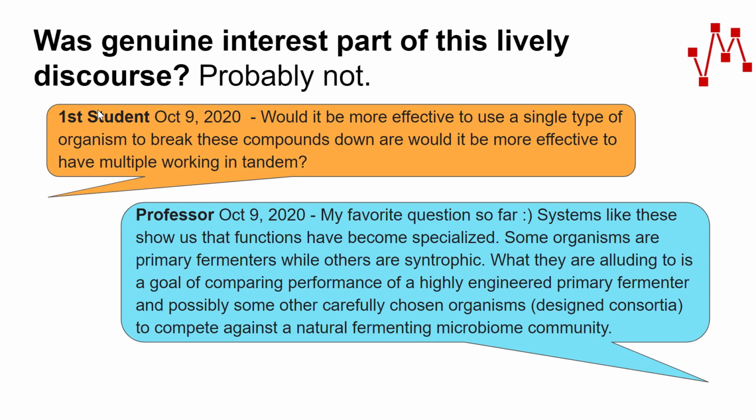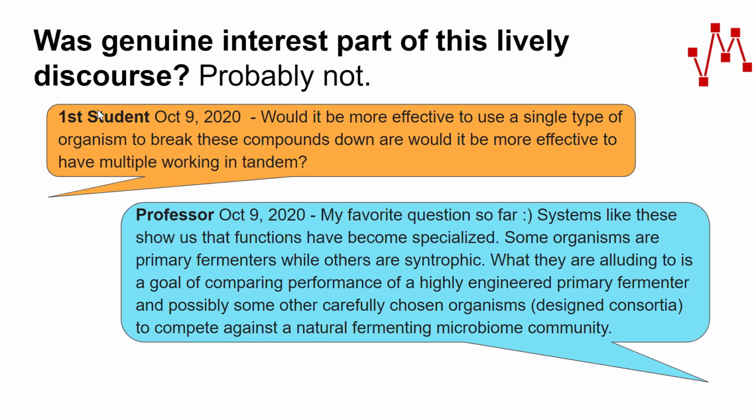The conversation is in regards to an article that has characterized a natural community of thermophilic anaerobic switchgrass digesting organisms, and authors have commented that their results will provide a baseline for future pure culture studies with engineered microbes. Student 1 asked, would it be more effective to use a single type of organism to break these compounds down, or would it be more effective to have multiple working in tandem? I respond positively, my favorite question so far.